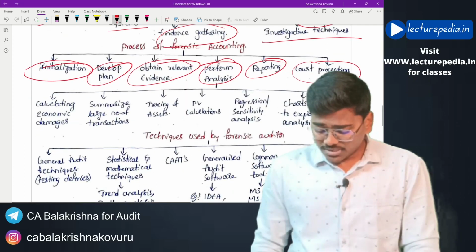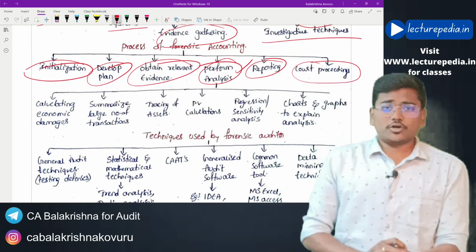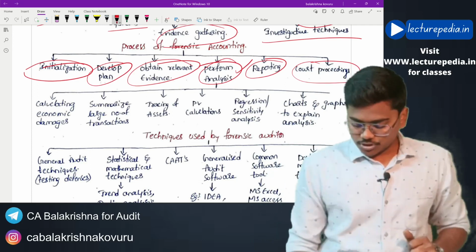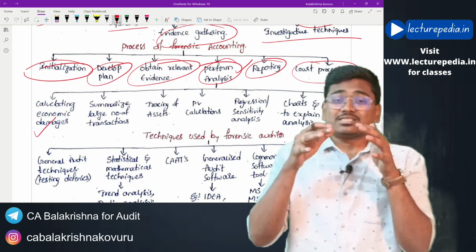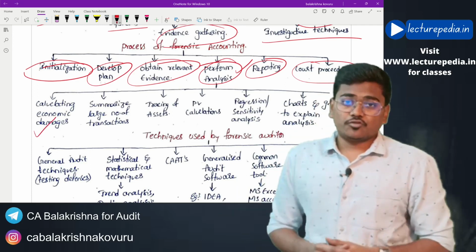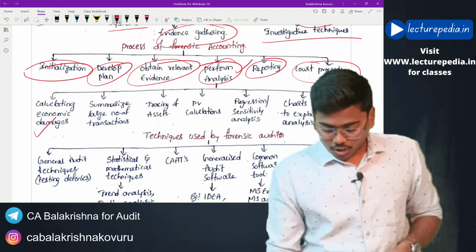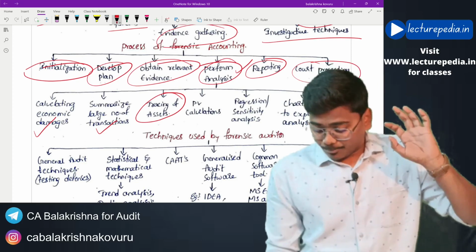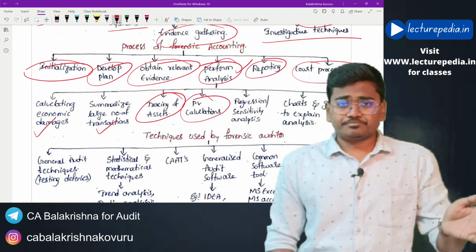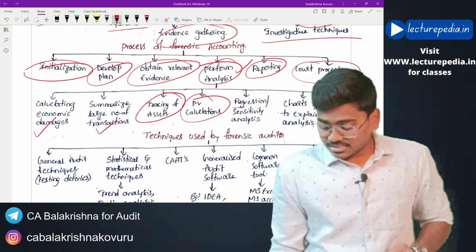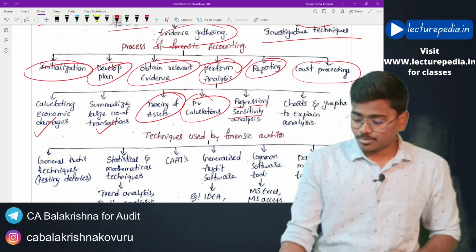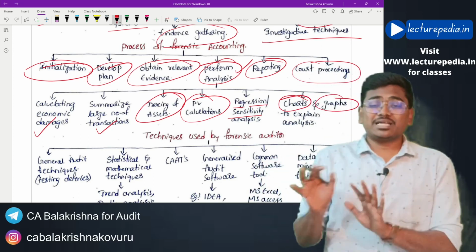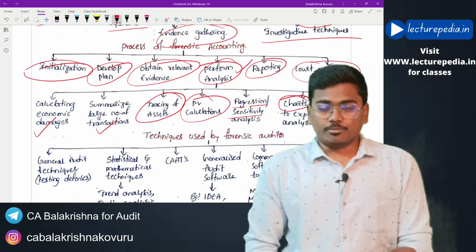Now, how will the analysis be performed? First of all, you will calculate the economic damages that have taken place due to the fraud. Then you will summarize the large number of transactions present in the organization. Then tracing of assets, and you will also calculate present values of various items, and then regression and sensitivity analysis will be performed, and you can also use charts and graphs to explain the analysis you have performed.